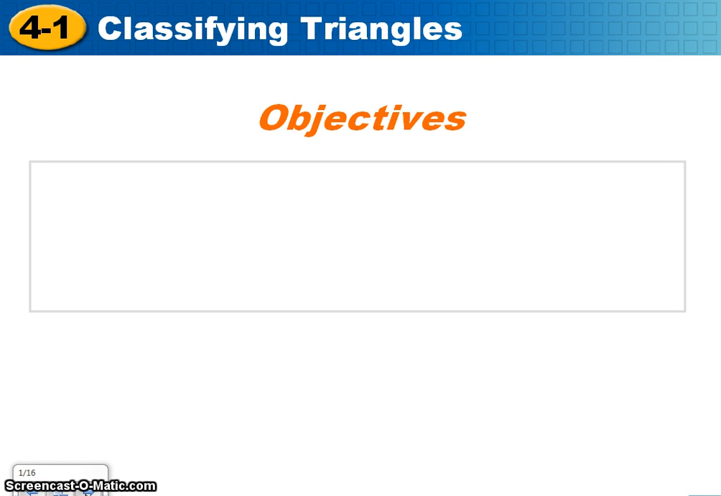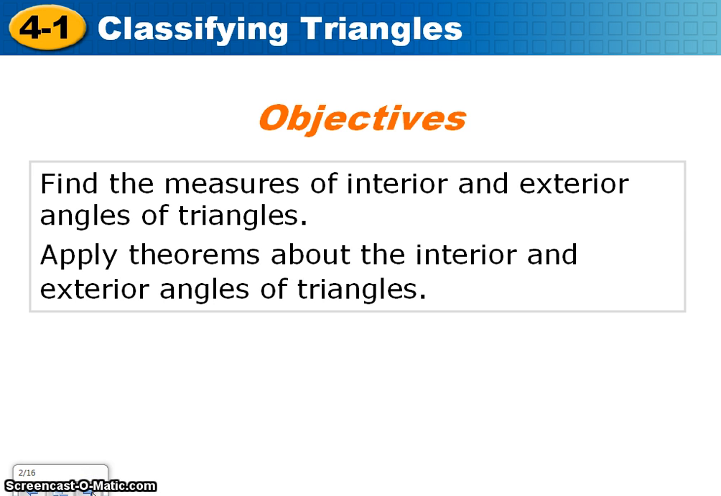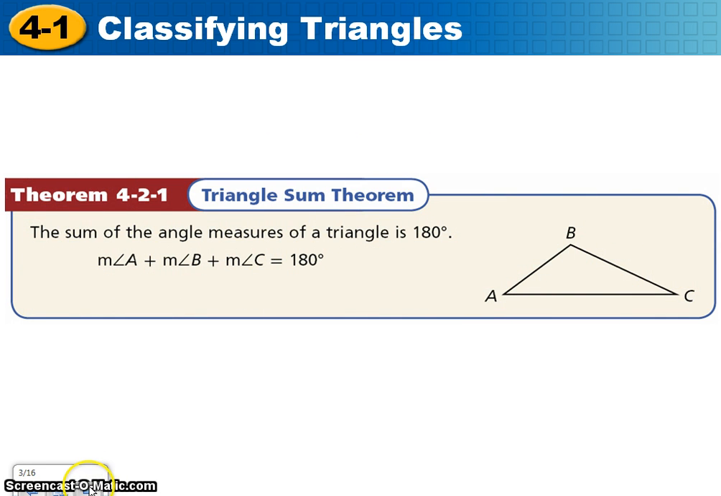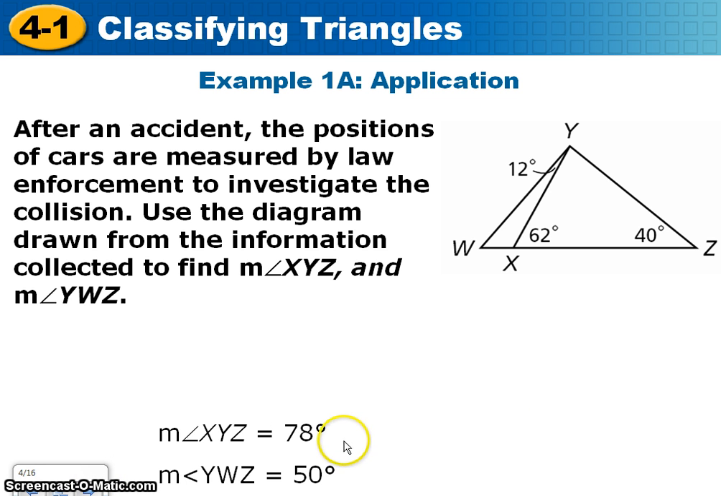So if you are looking at the results here, I will assume that you have finished those problems and are ready to check them. The first few slides use the idea behind the triangle sum theorem, that the sum of the measures of the three angles of a triangle is 180 degrees. In this case we're looking to use the diagram to find the measures of angles XYZ as well as angle YWZ. The measure of angle XYZ should be 78 degrees, and the measure of angle YWZ should turn out to be 50 degrees.